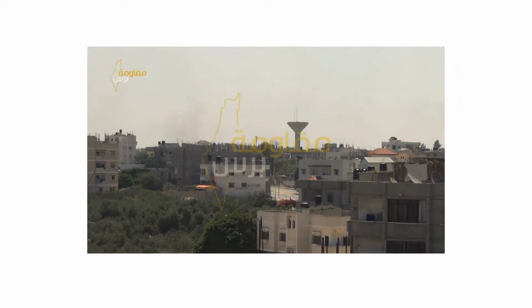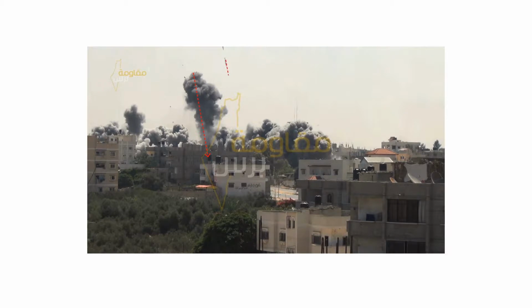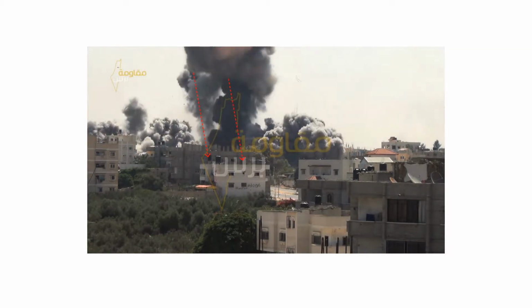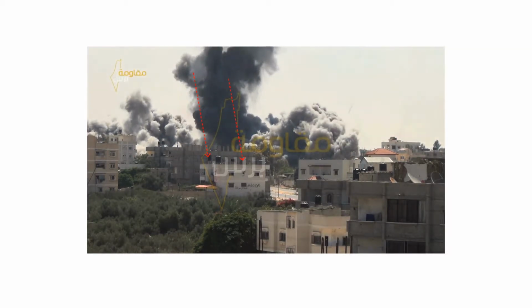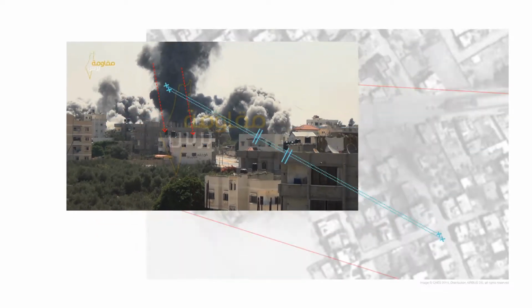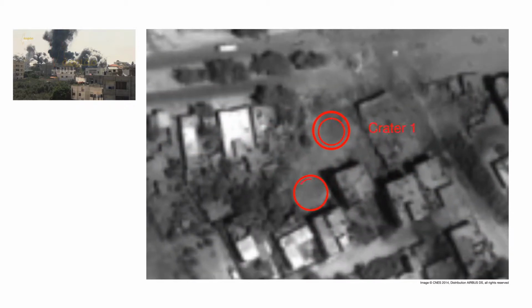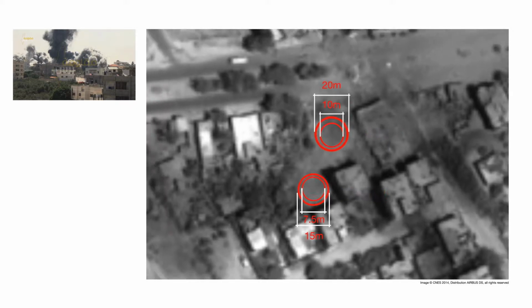This video of the strike shows two bombs in mid-air, fractions of a second before impact. We find the craters they generated in the satellite image. We measure the size of the craters and the impact area.